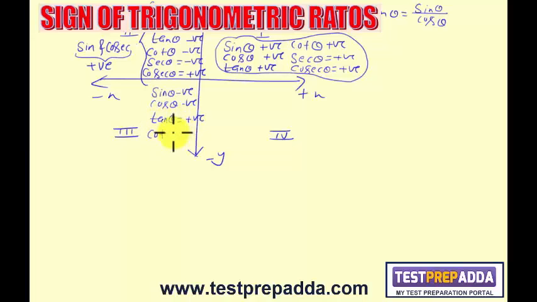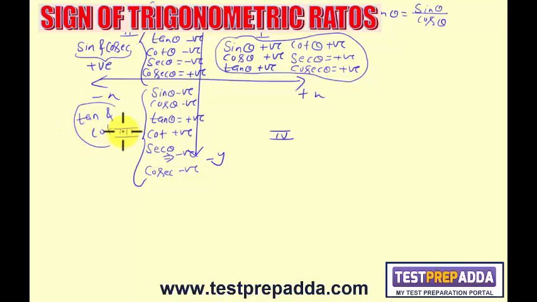And cot is the reciprocal of tan. Tan positive, cot will be positive. Got it? Now, sec theta is the reciprocal of cos. Cos negative, so obviously sec will be negative. Cosec is the reciprocal of sine. Sine negative, cosec will be negative. So what conclusion we can draw here? Here tan and cot, these two trigonometric ratios are positive, rest negative. Got the idea?